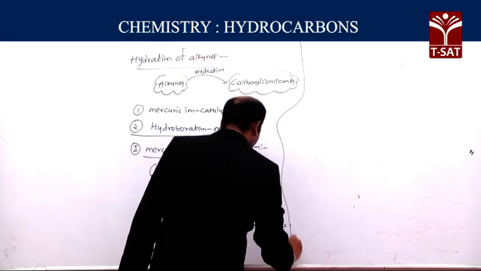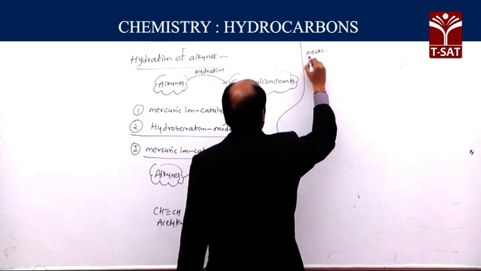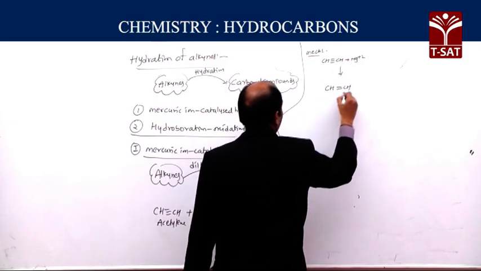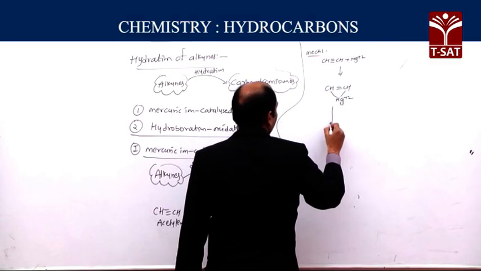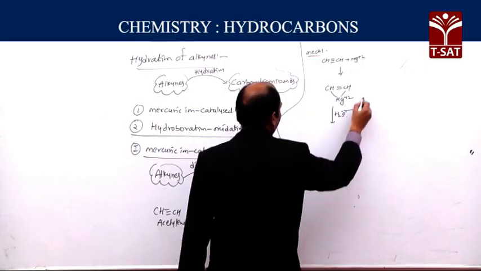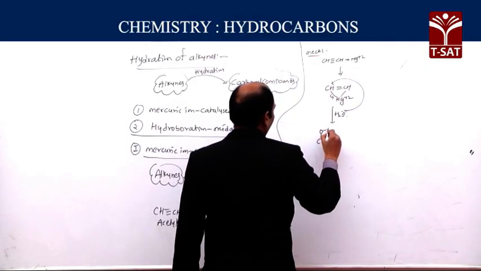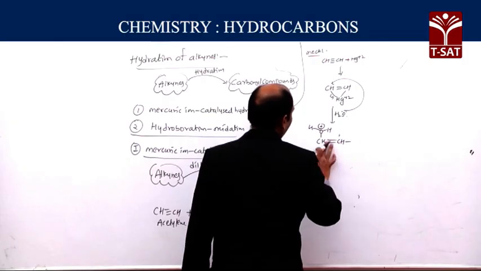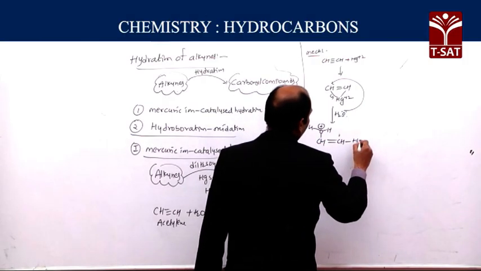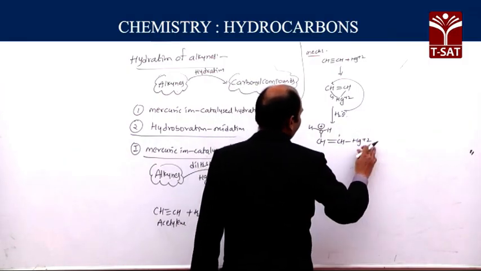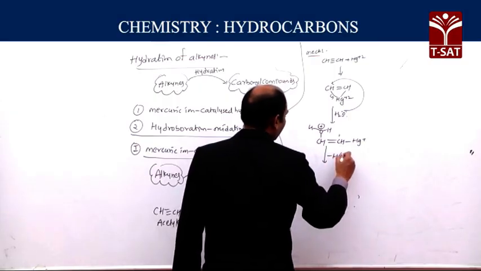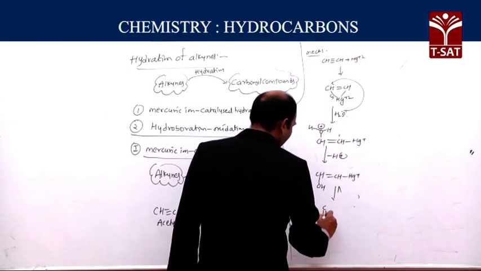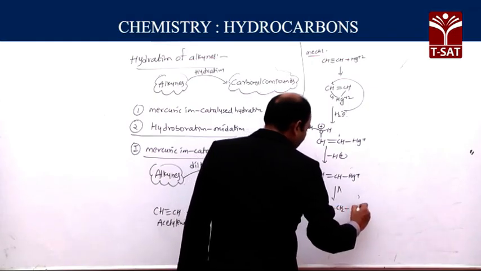Now see the mechanism. CH triple bond CH reacts with Hg2+ to form a cyclic complex. Now there is addition of H2O, it attacks and the ring opens. This is CH2OH, sorry, it's not CH2, this is CH double bond CH, here with Hg2+. This Hg2+ is converted into Hg+, next loss of H+. So this is CH(OH) double bond CH with Hg+, this is tautomerism.